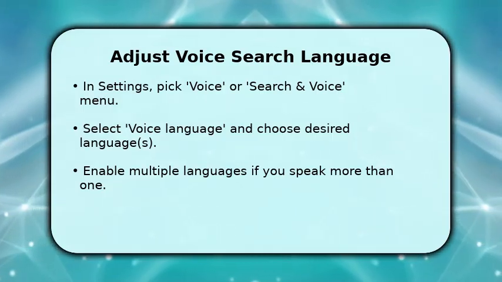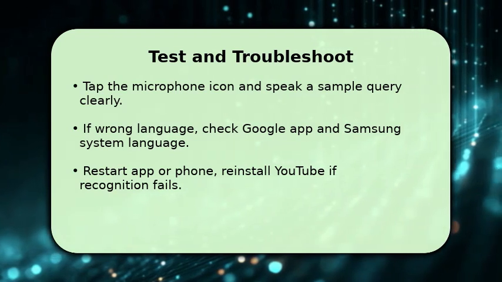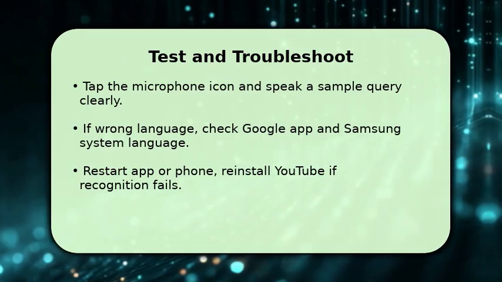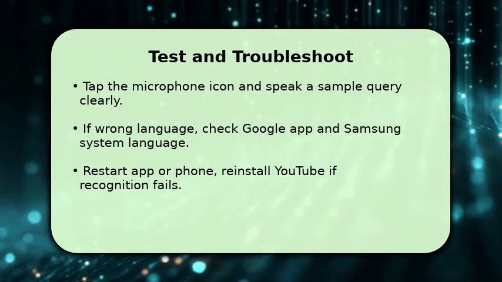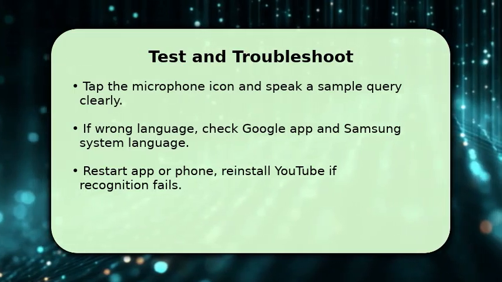To finish, test the change by tapping the YouTube microphone and saying a search phrase in the chosen language. Listen for correct transcription. If YouTube still uses the wrong language, make sure the Google App Language and your Samsung system language aren't overriding YouTube. Adjust those settings and retry.